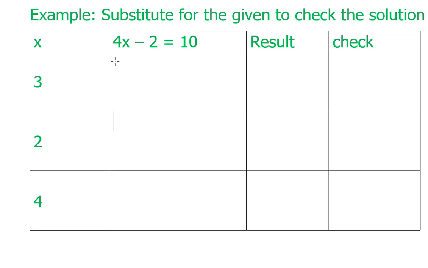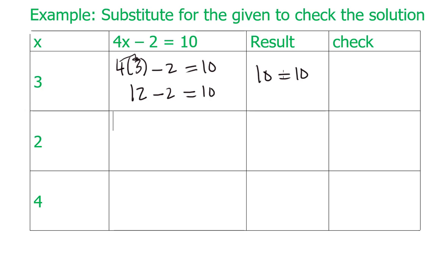So now if x equals 3, then we have 4 times 3 minus 2 must be equal to 10. So 4 times 3 is 12, minus 2 must be equal to 10. So 12 minus 2 is 10. The result is 10 equals 10, which is a true statement. Therefore, x equals 3 is a solution for this equation.